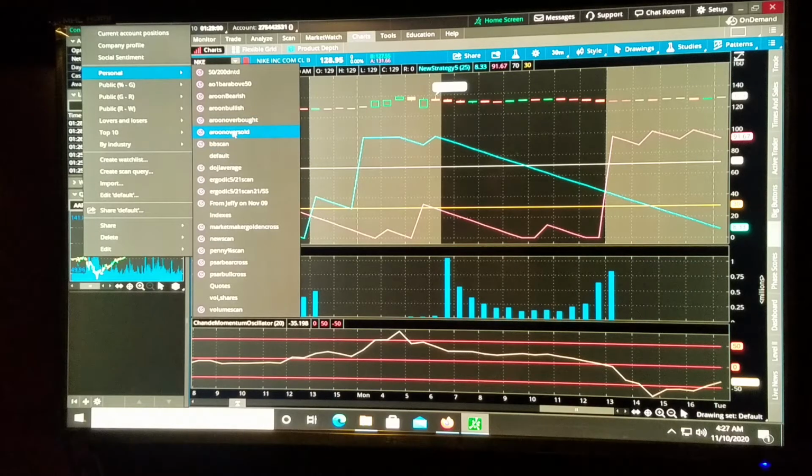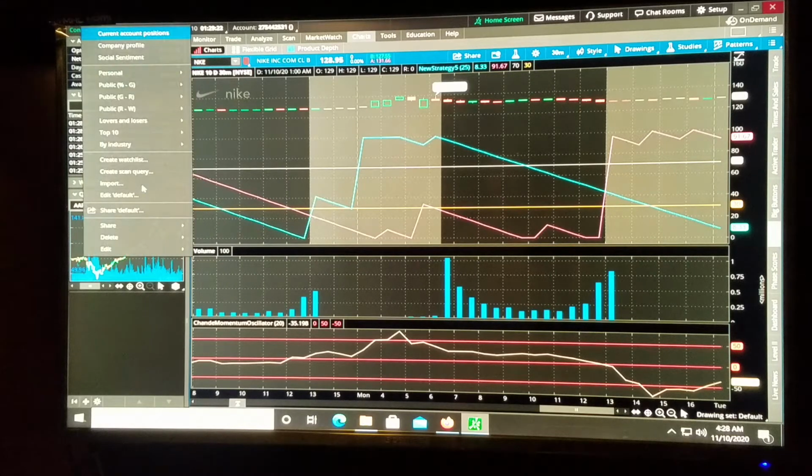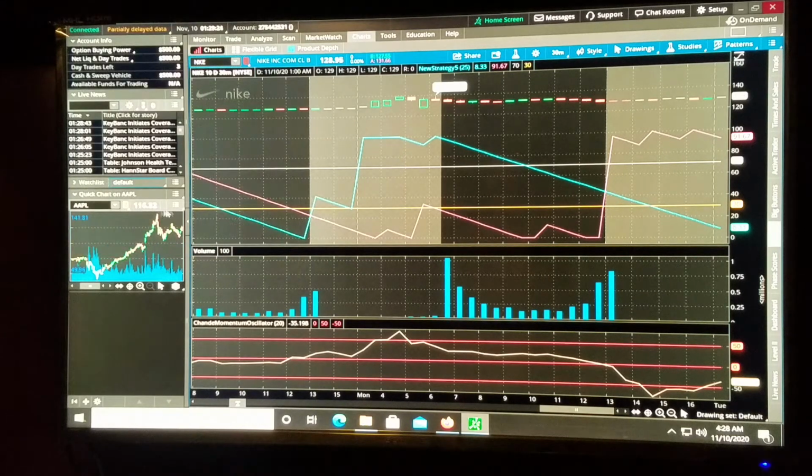So now I've got the Arun overbought, oversold, bullish, bearish, some other scans I've made. And they will pull up the particular stocks that we might be looking for.